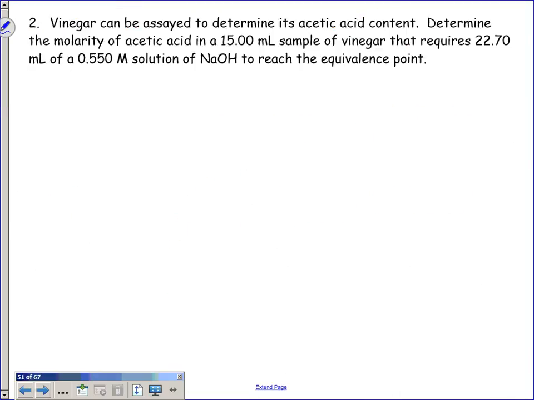Another one. This one is for you. Now, I will tell you vinegar is, it says right here, vinegar is acetic acid. Follow your steps. I'll come around and help.